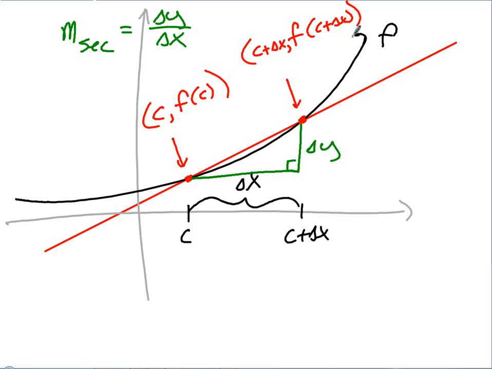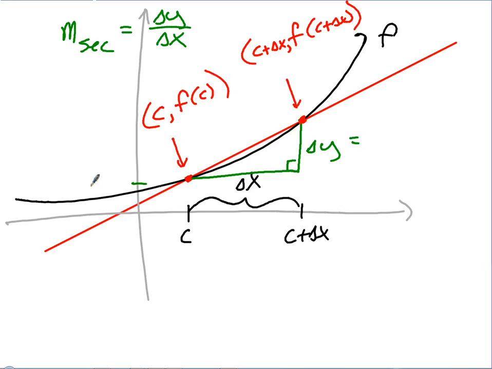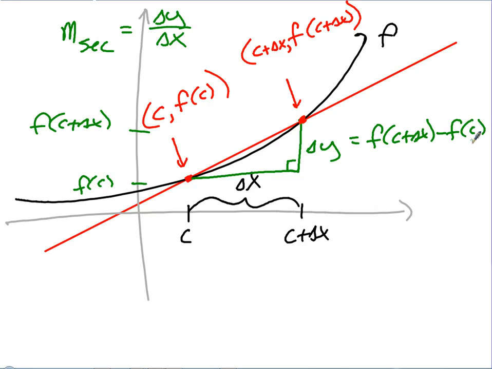Okay, so then what is the change in y? What's delta y equal to? If I look at these y values, you told me this one is f of c, and this one is f of c plus delta x. So what's the change in y? Good. So f of c plus delta x minus f of c, right? And delta x is, well, we defined it as delta x, right?